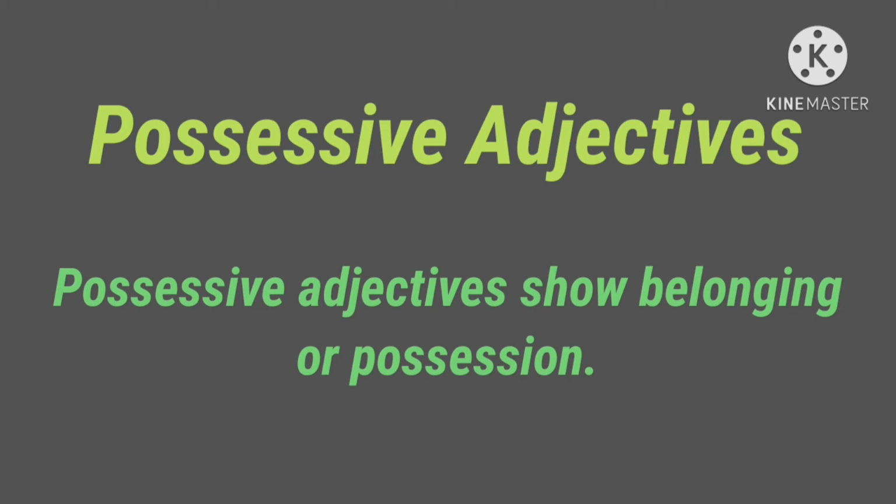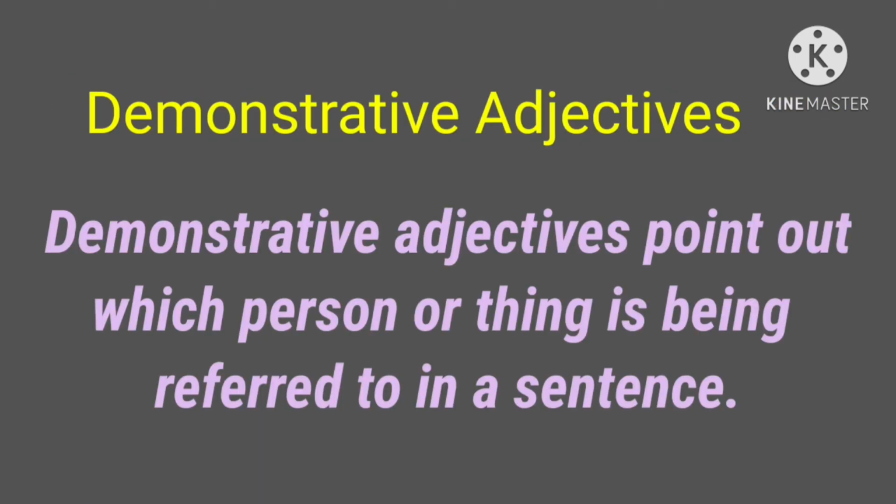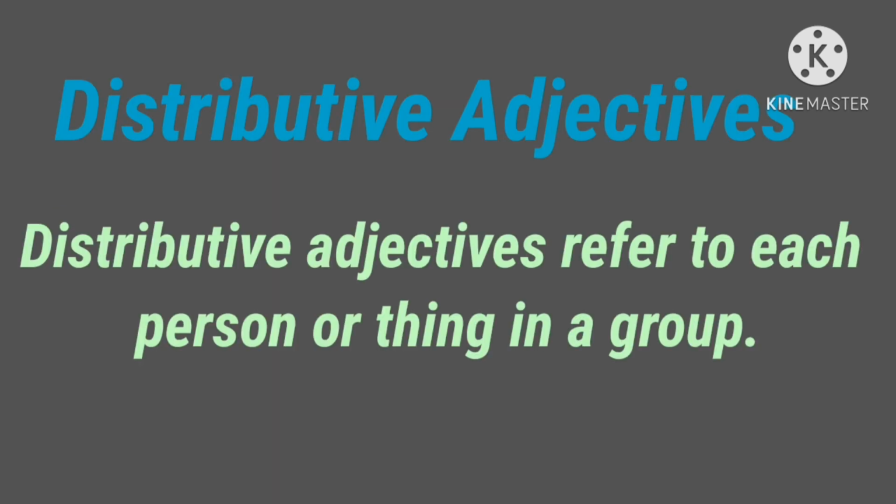Next, interrogative adjectives. Interrogative adjectives are used to ask questions. Next, demonstrative adjectives. Demonstrative adjectives point out which person or thing is being referred to in a sentence. Distributive adjectives refer to each person or thing in a group.